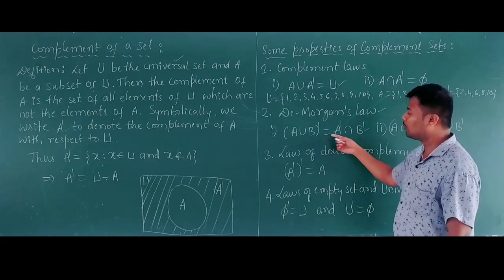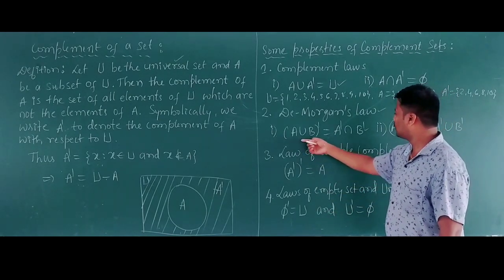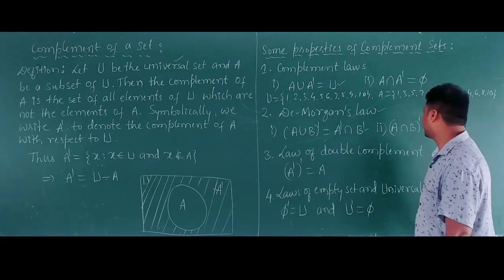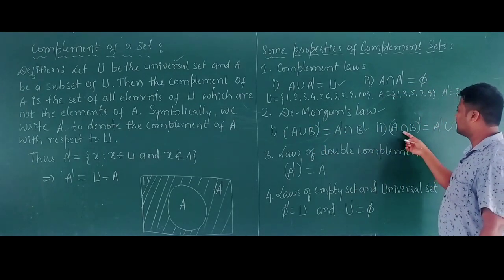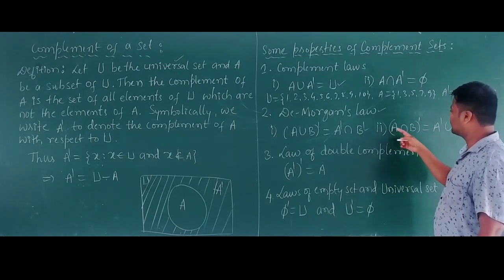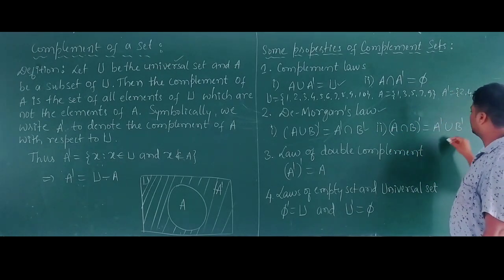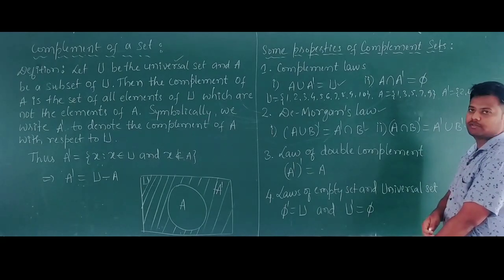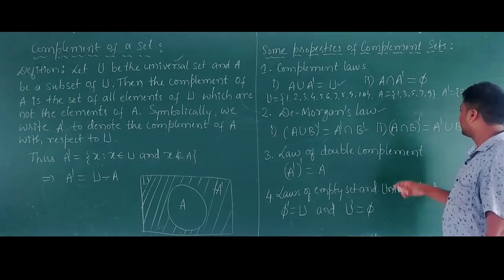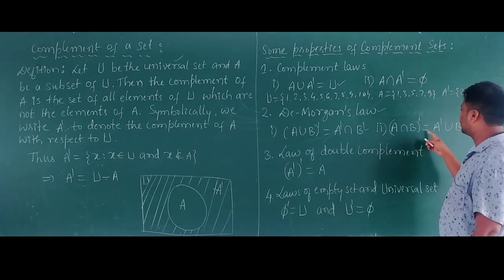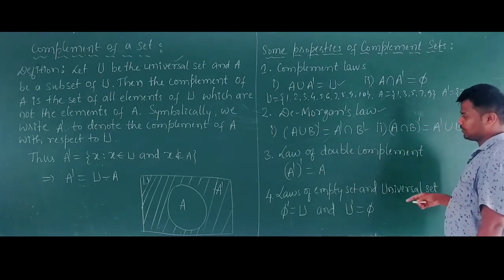Okay, we will prove this in the examples. So note down this first law and second law. A intersection B whole dash equals A dash union B dash. So this is the second property, the second law of De Morgan's: A intersection B whole dash equals A dash union B dash.